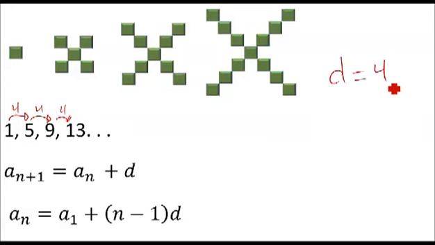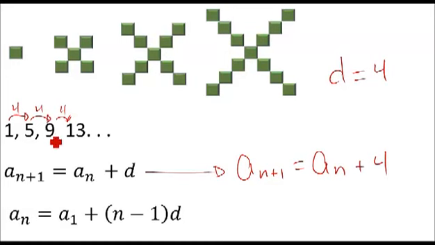If I write the recursive definition of the function, I get the following: a sub n plus 1. In other words, the value of the next term in the sequence is equal to the value of the current term, where I'm standing at, plus 4 more. And I can verify that this works quite nicely if I'm sitting right here at the number 5, and I want to know what the next one is. Well, the next one is 5, the current one, a sub n, plus 4 more, 9.